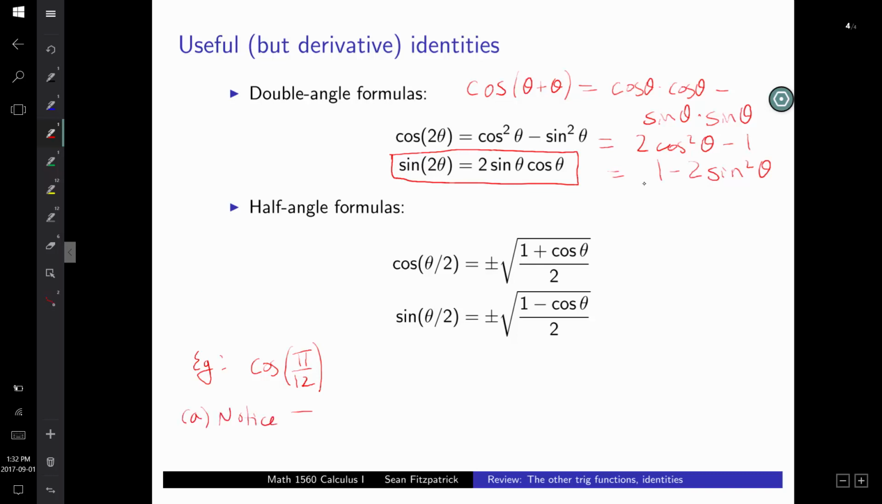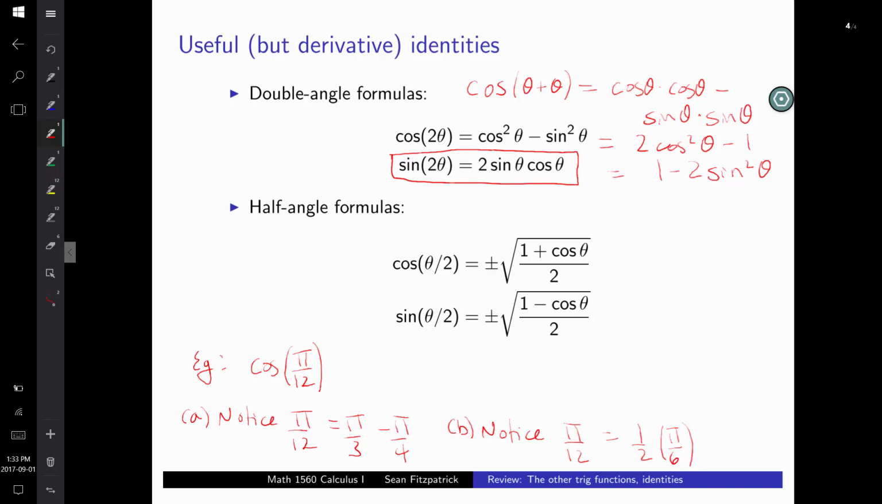Plan A is, notice that pi over 12 can be written as pi over 3 minus pi over 4. I'll let you guys confirm that on your own. It's a good opportunity to practice your fractions. The other thing you might notice is that I could write pi over 12 as 1/2 of pi over 6. Both observations are useful because I know values of sine and cosine at pi over 3 and pi over 4 and pi over 6. I know these values.